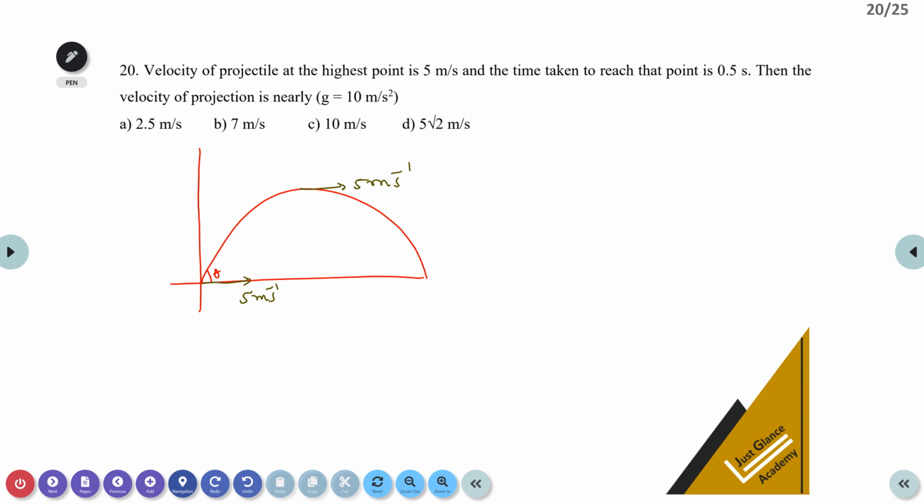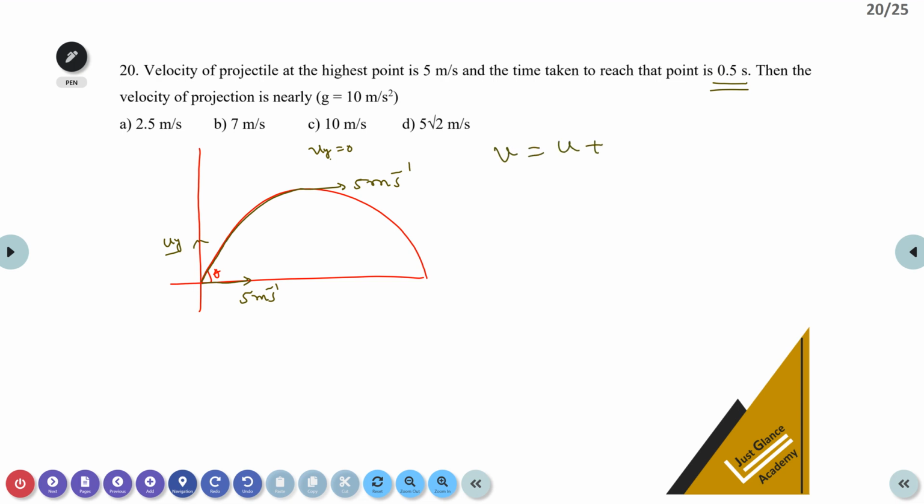But here the y component is always 0 at the highest point. The particle takes 0.5 second from this point to reach this point. But here the y component is different. Here it is uy, but here vy equal to 0. I want to find the initial velocity, but I know the final velocity in the y direction. Now I will use it.